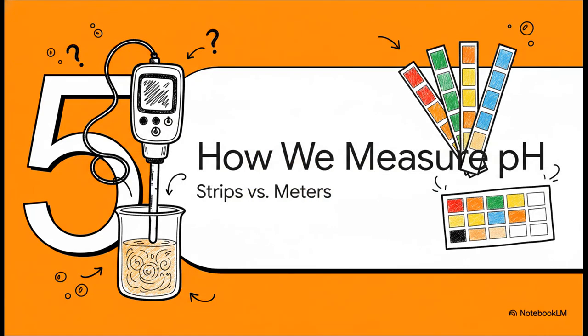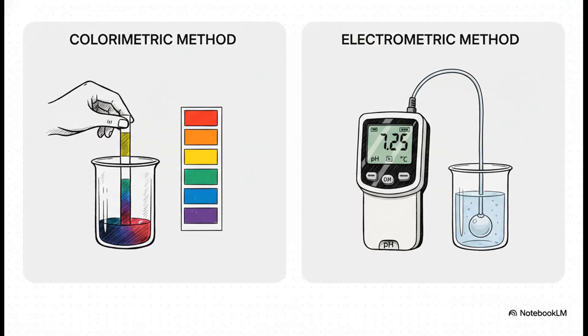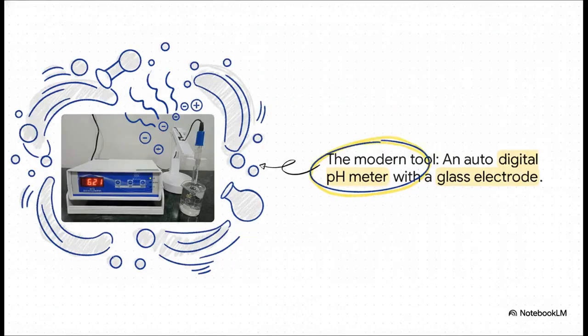Okay, so we know what pH is. We know why it matters. We know how to keep it stable, but how do scientists actually measure it in the lab? Well, there are basically two main ways to do it. First, you've got the colorimetric method. You probably remember this from science class, using those little paper strips that change color. It's cheap, it's easy, but it's not super accurate, and it's useless if your liquid has any color to it. Then you've got the modern way, the electrometric method, which uses a highly accurate digital meter. It's the gold standard.